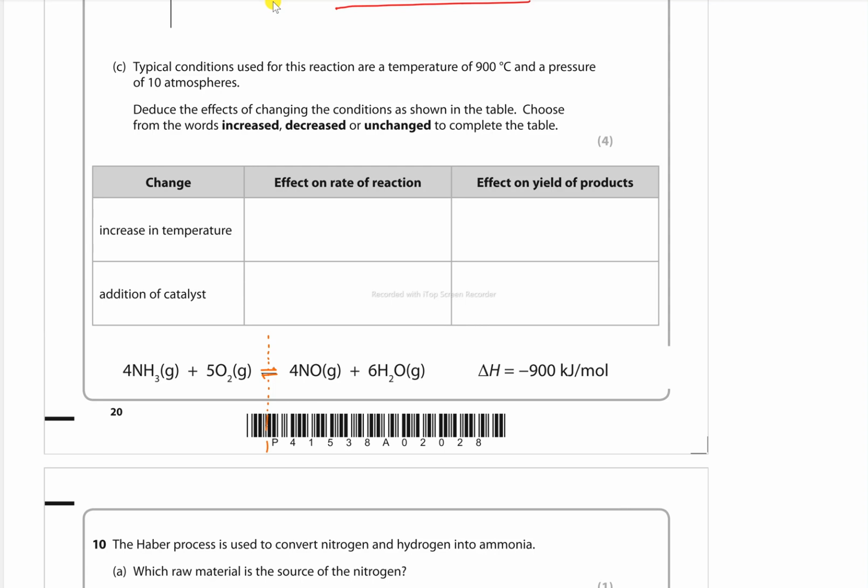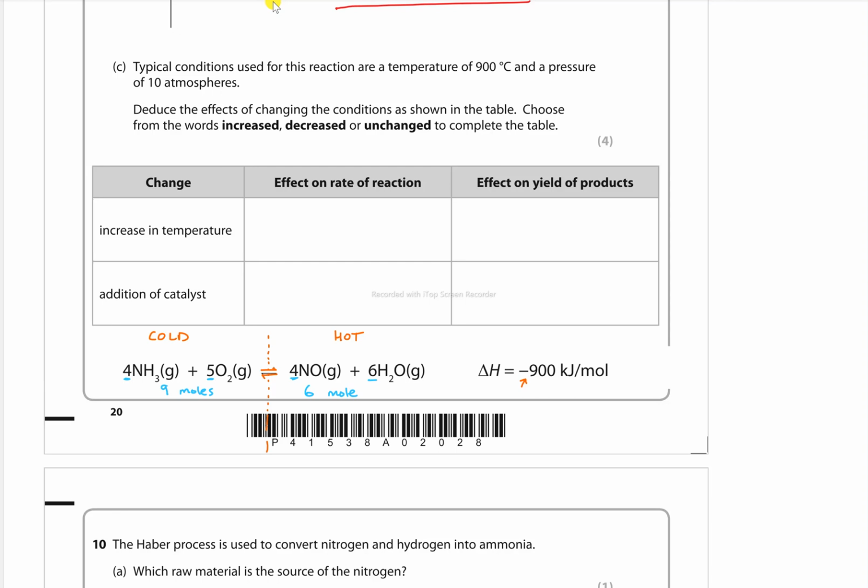So the first thing I look at is it's exothermic, because that's my negative. So this side is going to be the hot side. This is going to be the cold side or the cool side. That's step 1, yeah? Step 2, you've got 4 plus 5, you have 9 moles here, or molecules. You've got 4 and 6, you've got 10 molecules.